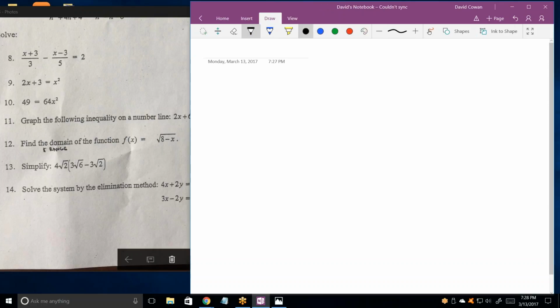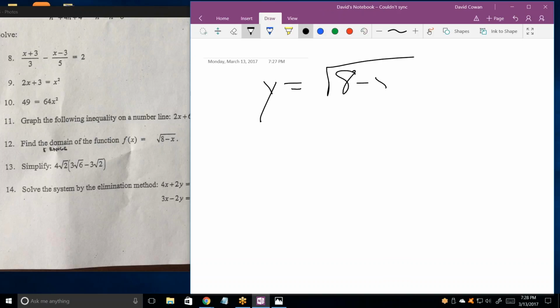If f of x is the same as y, in case you haven't figured that out yet, they're interchangeable. I can write this as y equals the square root of 8 minus x, which means exactly the same as f of x equals the square root of 8 minus x. The domain is the allowable values you can put in for x.